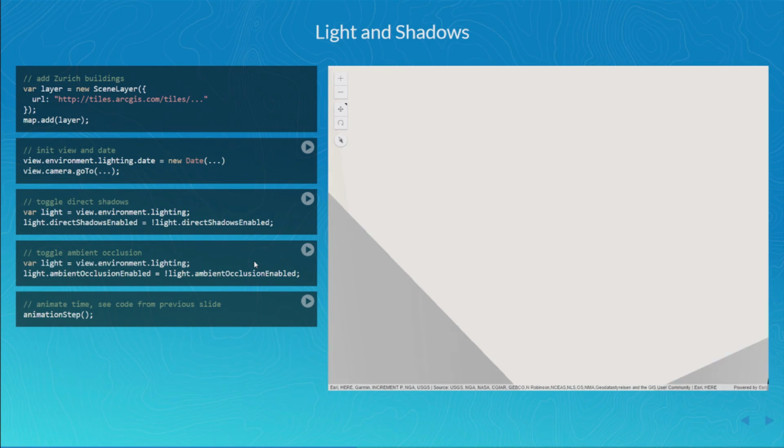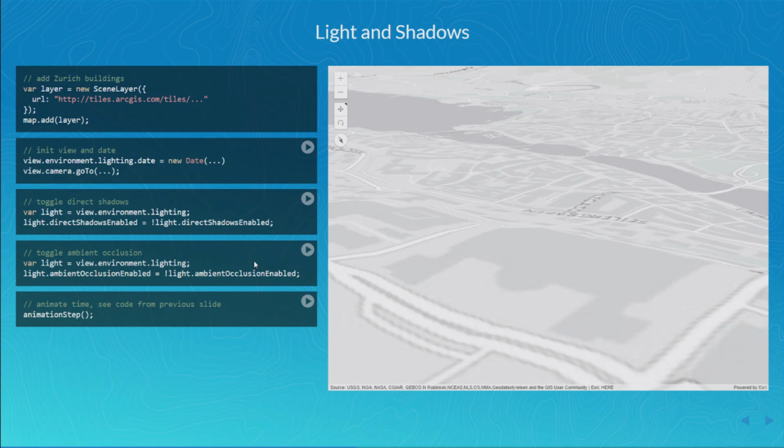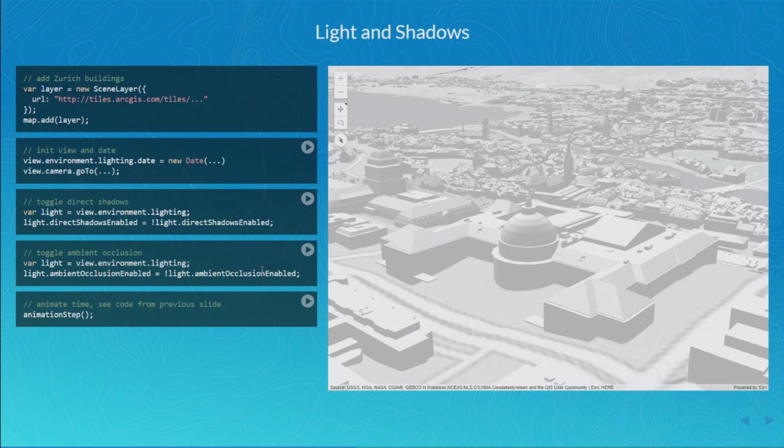On to light and shadows. Here we are looking at a scene, at a mesh scene layer of Zurich, visualizing all the buildings in Zurich. And what you see here is that this scene is lit by two light sources. There is the sunlight, which is a directional light source, currently like coming from up here probably.